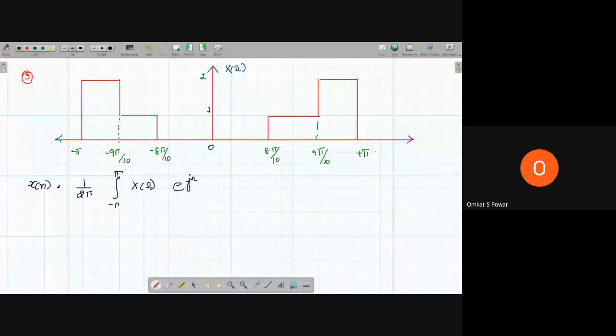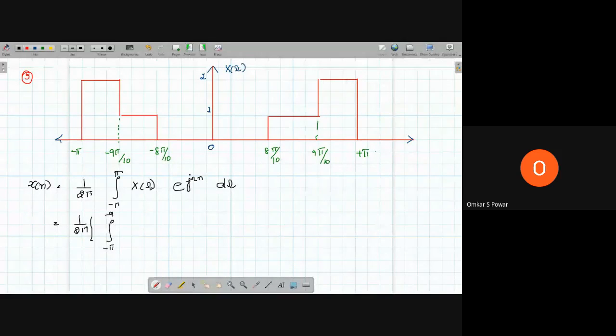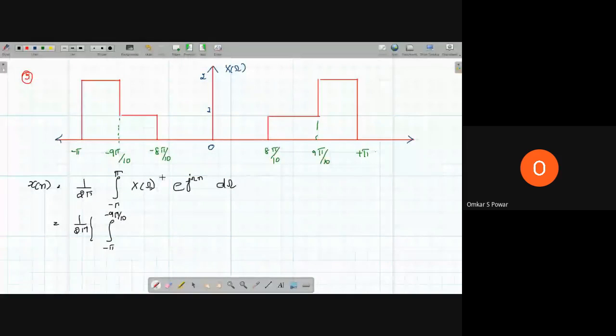So now X of omega they have given, and the limits also they have given. Just substitute it and we'll get the answer. So 1 by 2 pi, then your integral from minus pi to minus 9 pi by 10. What is X of omega? X of omega is 2, e power j omega n into d omega.